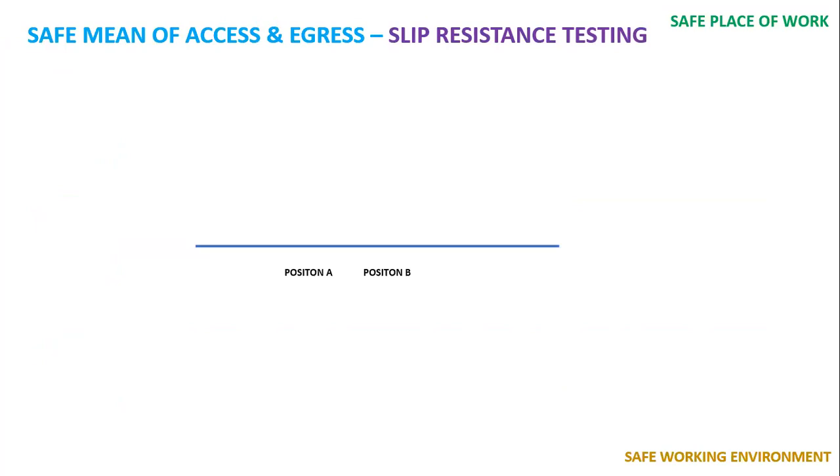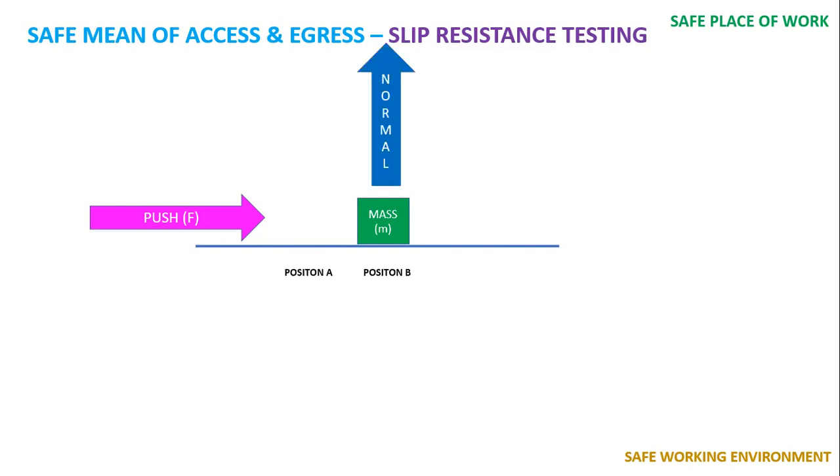Here in the picture we see a surface, and there are two positions, position A and position B. Suppose a mass M is at position A, then we apply a push force and the mass changes its position from A to B. During this change of position, the surface exerts a normal force upward on the mass, and the mass also has a weight mg, which acts downward because of the gravitational force.